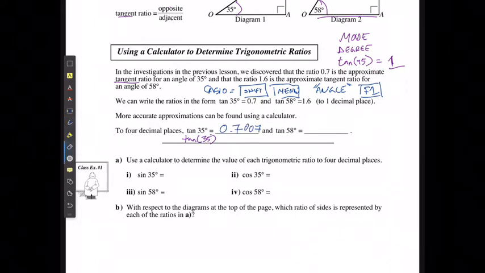Alright, so if you have it in the correct mode, then your answer should be 0.7002. If you have it in the wrong mode, your answer is going to be 0.4738, which you should know now is incorrect. So always check your modes. All right, if you put in tan of 58 into your calculator, then the correct answer that you should get is 1.6003.